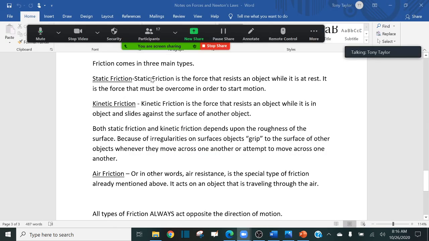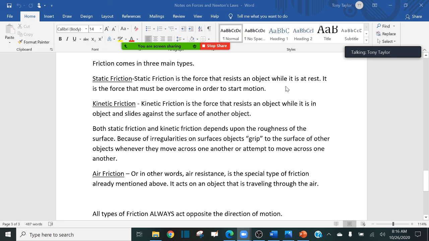So static friction is the force that resists an object while it's at rest. It is the force that must be overcome in order to start motion. I'm gonna highlight that term there. So the static friction force must be overcome in order to start motion, because static friction is the friction force that resists an object while an object is at rest.